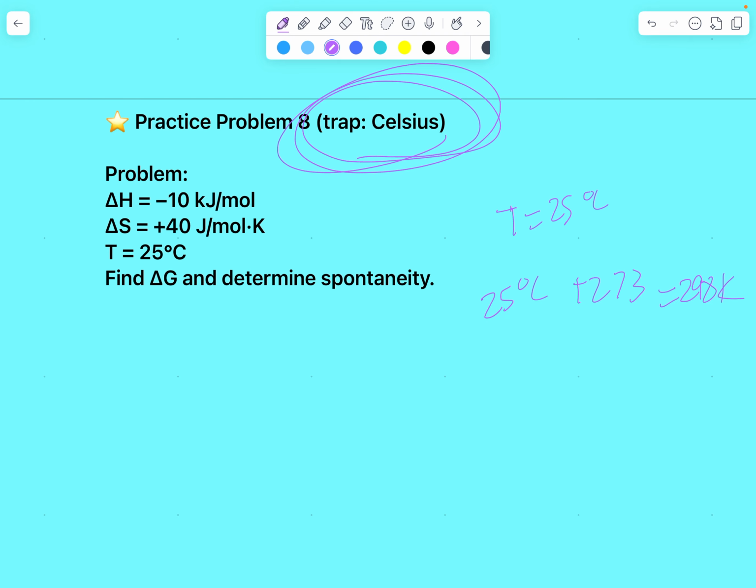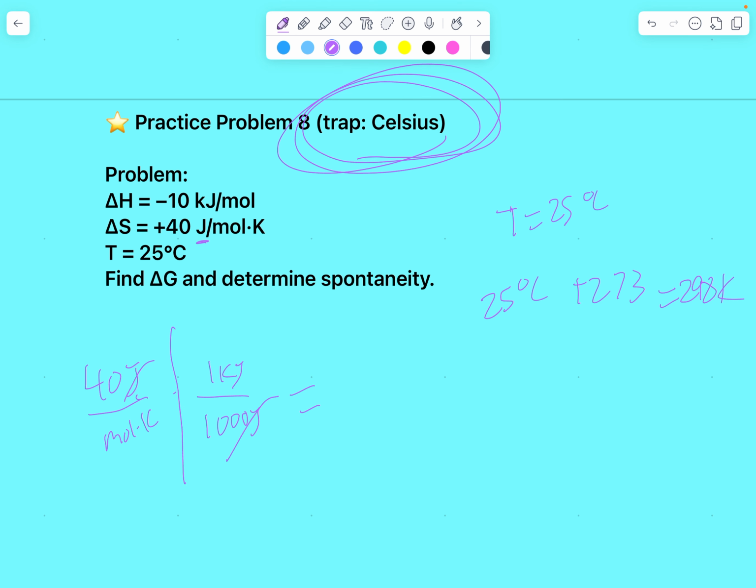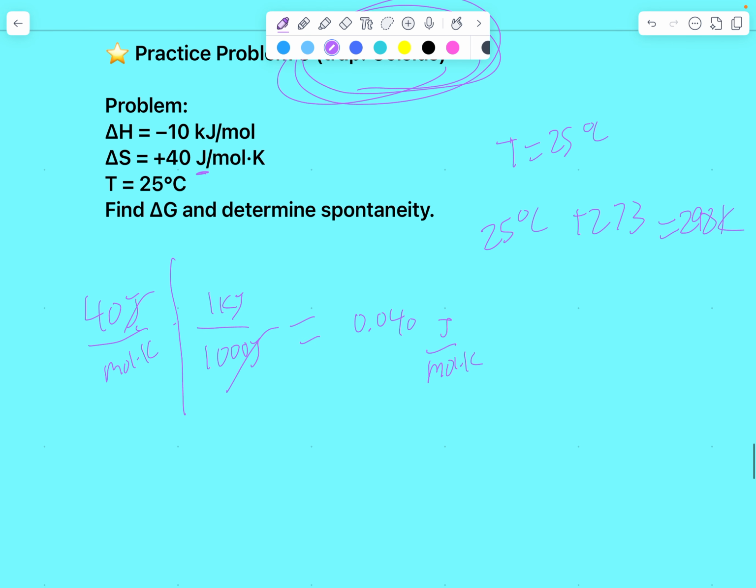And you see delta S is in joules, but I want to convert it into kilojoules. They usually give it to you in joules, but you've got to convert. So 40 joules per mole Kelvin. There are 1,000 joules in 1 kilojoule. So joules cancels out. You can write it out like that and then just cancel. And then you're going to get 0.040 kilojoules per mole Kelvin.